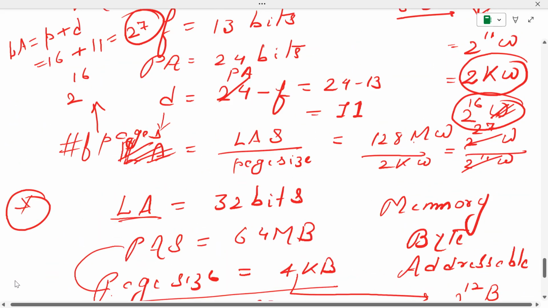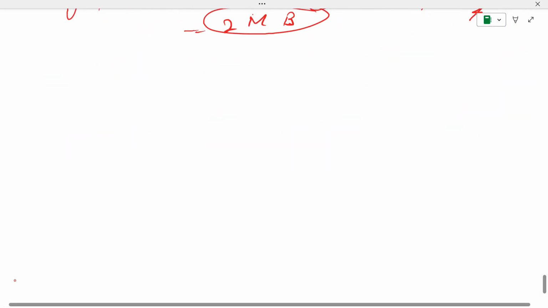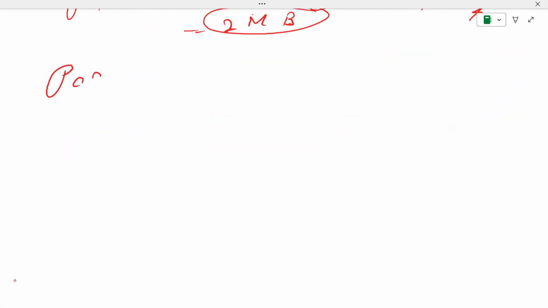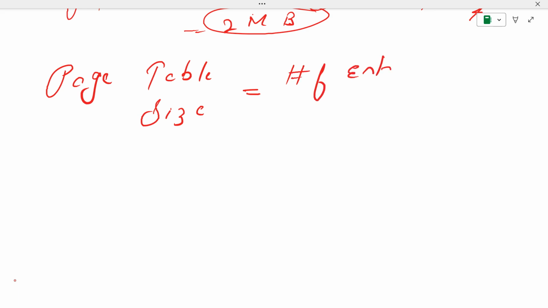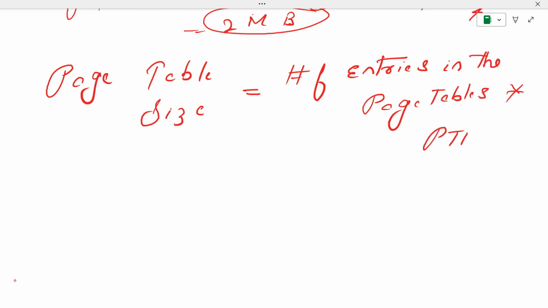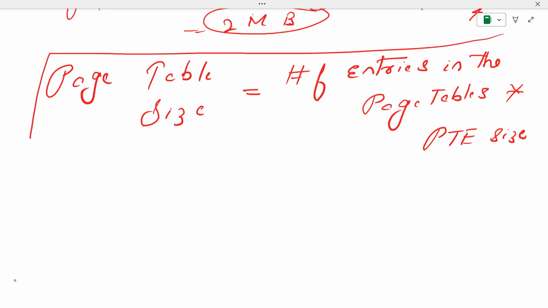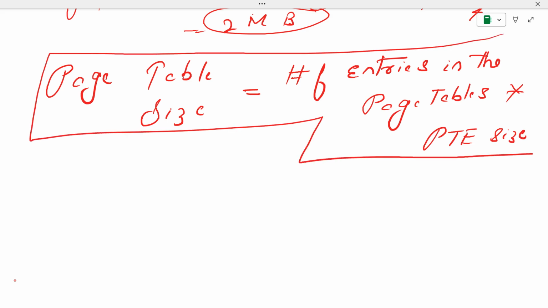An important point to note here is that the page table size is equal to the number of entries in the page table, that is the number of pages, into the PTE size. The PTE definitely consists of the frame number. If there are other bits also present, they will be provided to you.